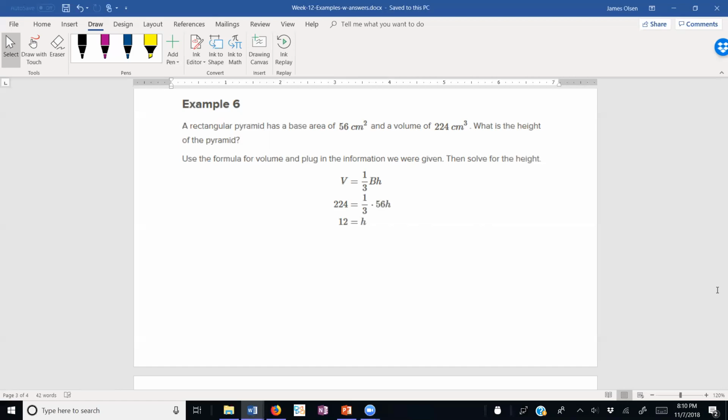Multiply both sides by 3 to get rid of the 1/3. Divide both sides by 56 to get rid of the multiply by 56. And H is equal to 12. It looks like our author did forget to put the units on here. 12 centimeters. Lengths are one-dimensional. Surface area is two-dimensional, in square centimeters, and volume is three-dimensional.